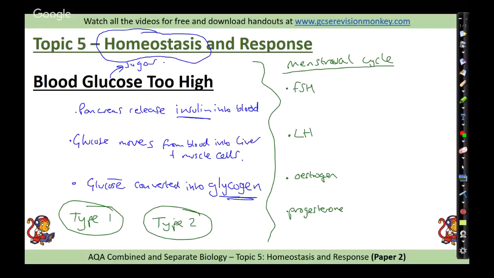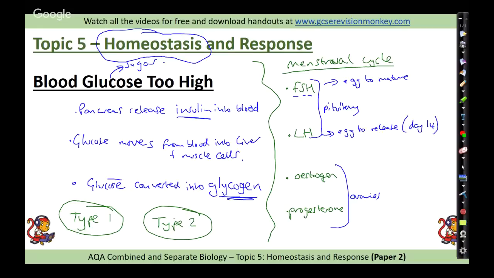So the ones just with letters here, they are produced in the pituitary. And these ones here are produced in the ovaries. Now, FSH does what it says on the tin, follicle stimulating hormone. Follicle is the pre-egg stage. So before it becomes a mature egg, we call it a follicle. So the follicle stimulating hormone causes the egg to mature. The luteinizing hormone causes the egg to release, and that is on day 14.